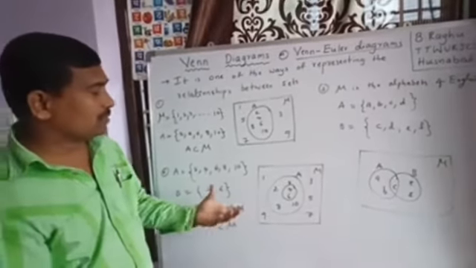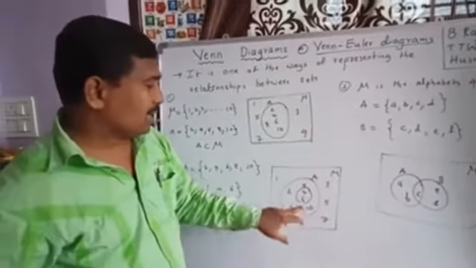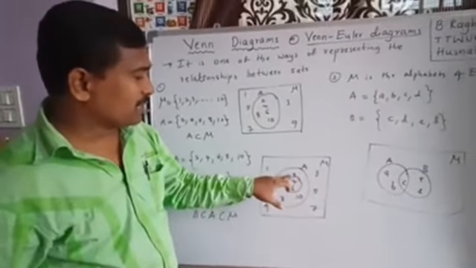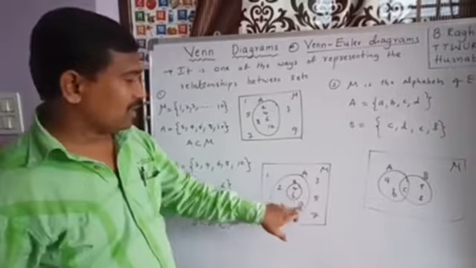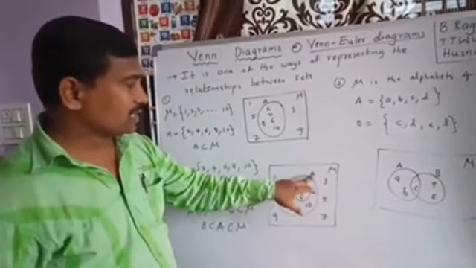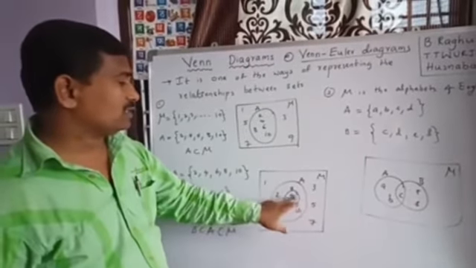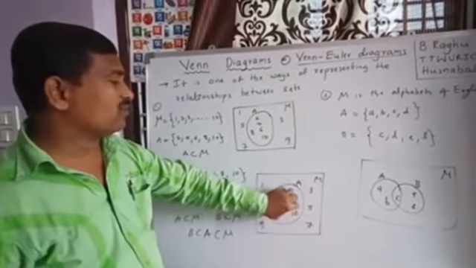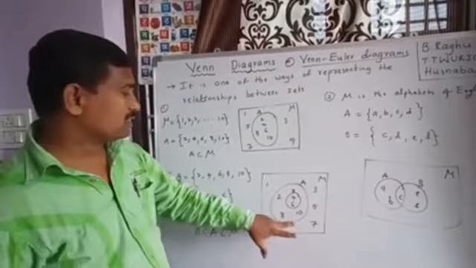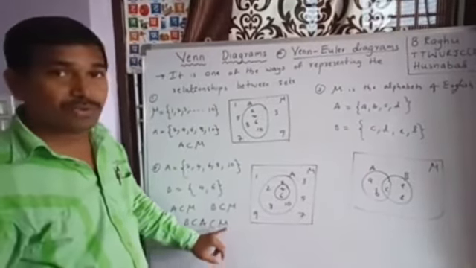To represent this, I am taking this rectangle as the universal set, this small circle is the set B, 4 and 6, and this circle is the set A. Set A contains 2, 4, 6, 8, 10. B is a subset of A, so all the elements of B are in A. So this is one way of representing B subset of A subset of mu.